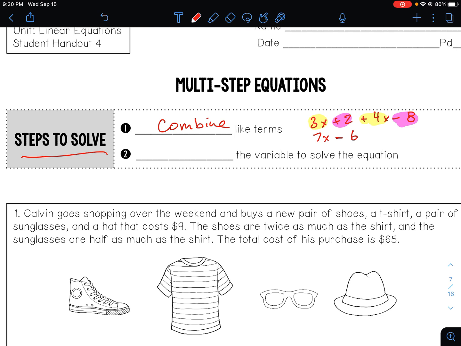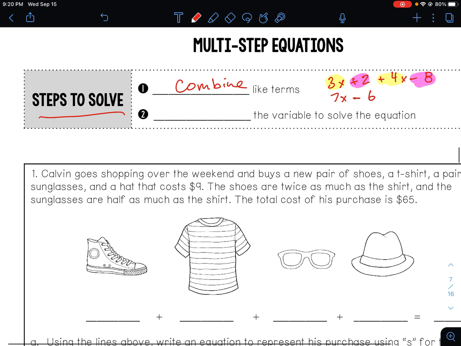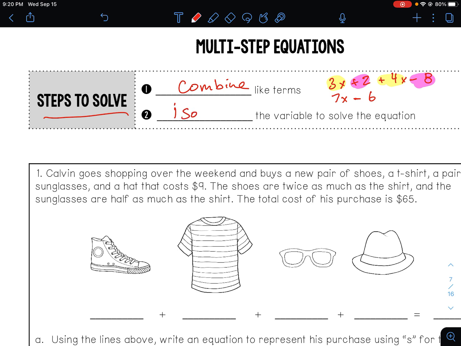So first you combine like terms, and next you isolate the variable. What do we mean by isolate the variable? We get it by itself. Now, what do we mean by get it by itself? We want to get it by itself on like one side of the equal sign.